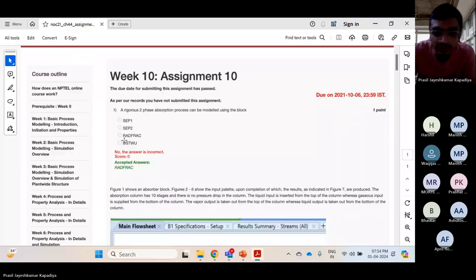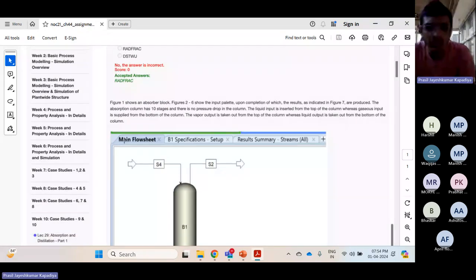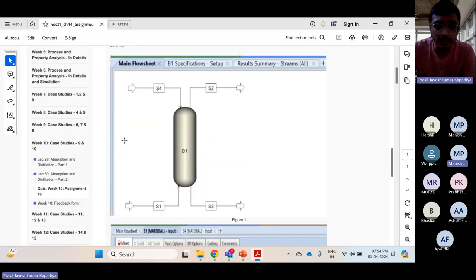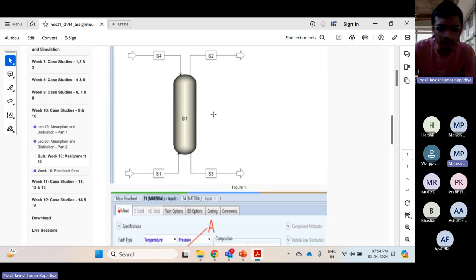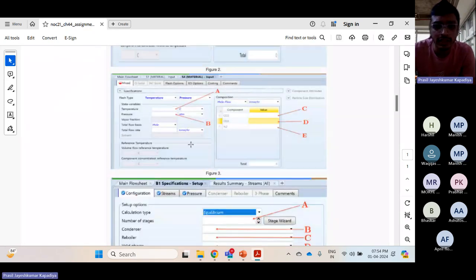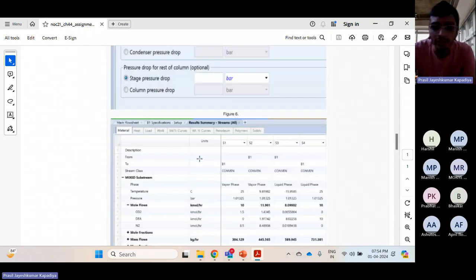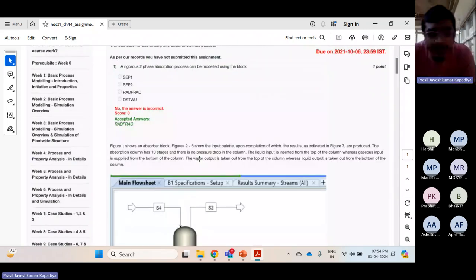There is nothing in this. Okay, let's see the second problem. Figure 1 shows an absorber block. Figure 2 to 6 show the input pellet, upon completion of which the results as indicated in figure 7 are produced. So this is figure 1. This is input, figure 2, figure 3, 4, 5, 6. We are just supposed to give some inputs. Okay, so let's read out the problem.